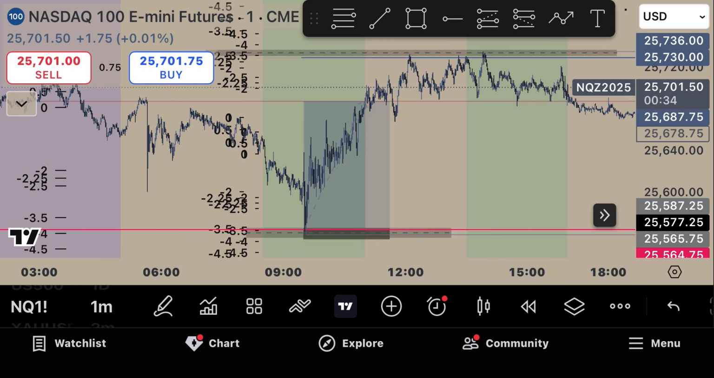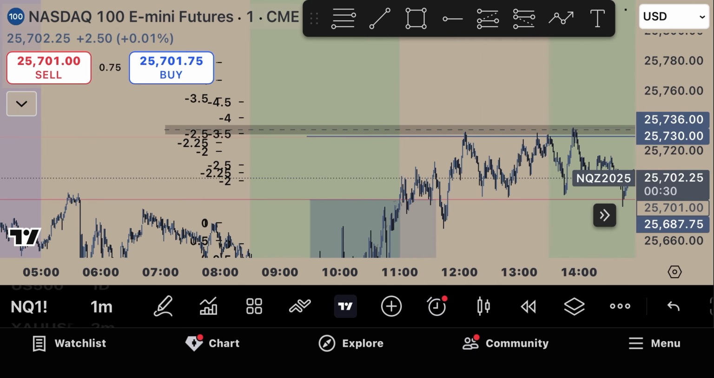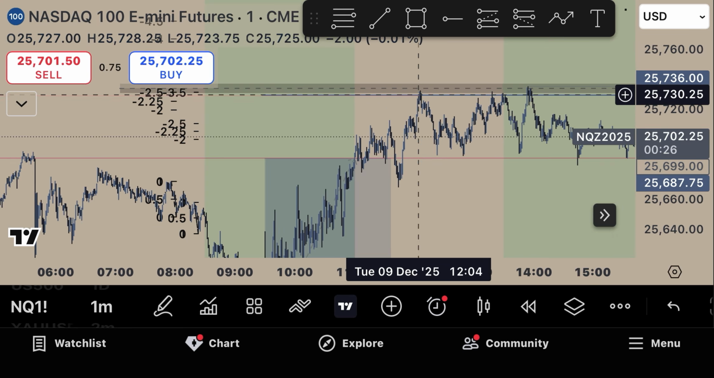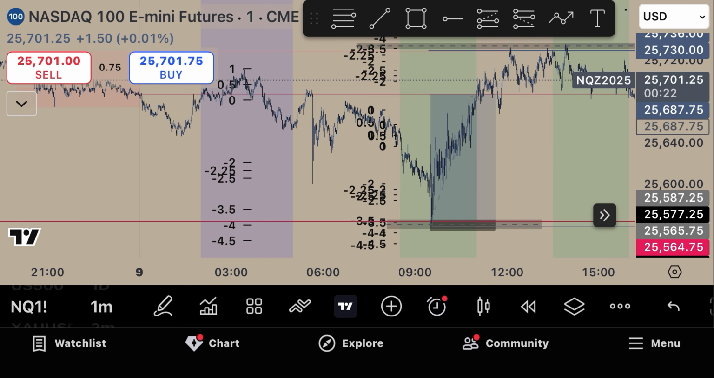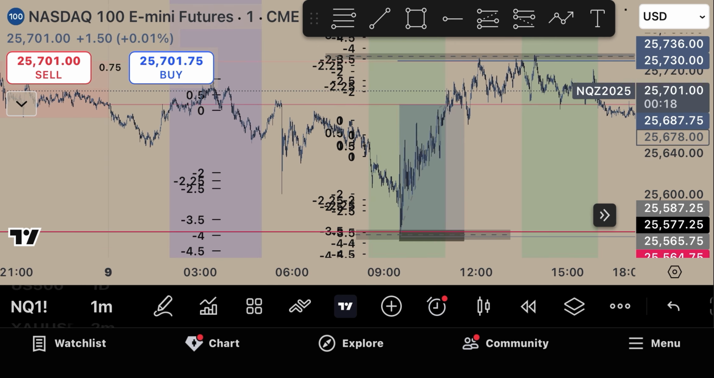So yeah, and another level that I was watching, the 730, 736 ish, that zone also ended up being high of day, so I could have ping-ponged this, but I just took my trade and I was done for the day. Overall, really good trade. I don't know, A plus in my books.